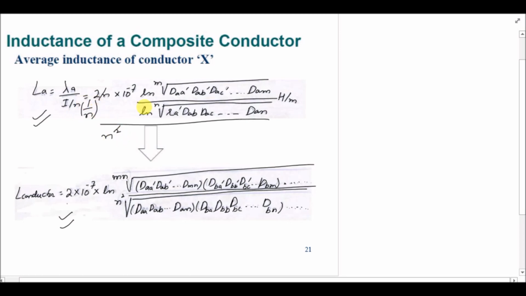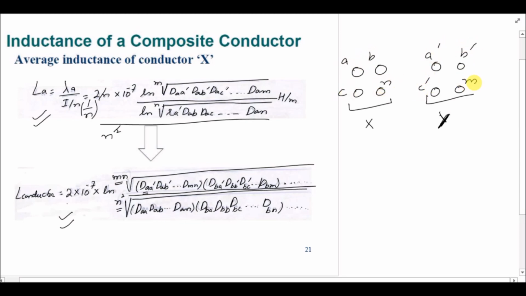So this 1 by n will go with this m and this n. So this will become mn, and this will become n square. And inside this root value, we have the distances between the conductor's filaments. So this is a dash. If I will just quickly draw the conductor, this was your x conductor, this was your y conductor. So this is your y, this is a, b, c, and a dash, b dash, c dash, m, right?